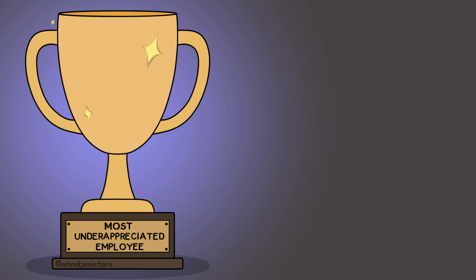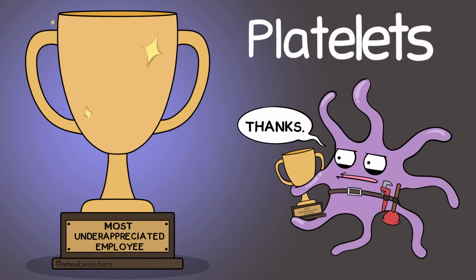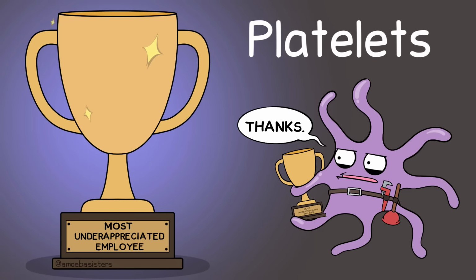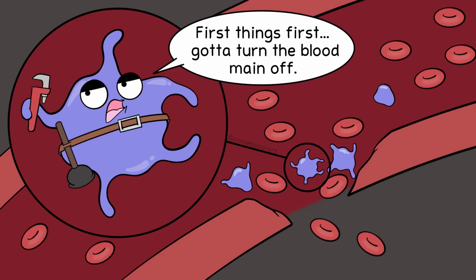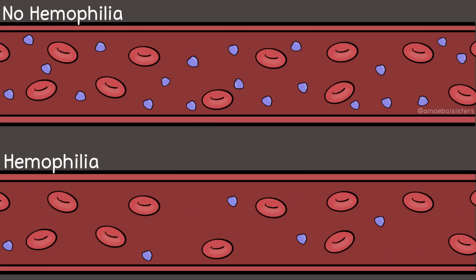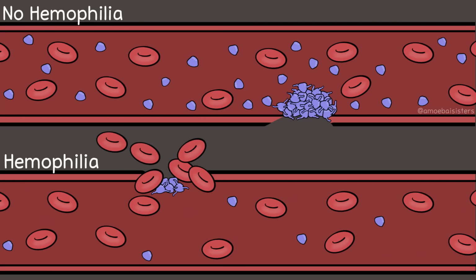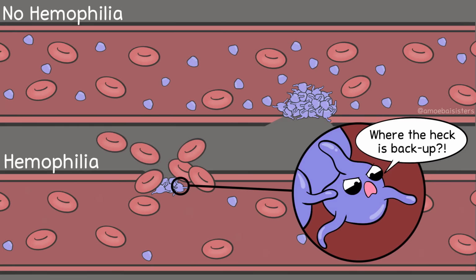Would you like to know one of the most underappreciated pieces of cytoplasm out there? Platelets. We take for granted the function of our platelets, which are fragments of cells that help stop us from bleeding. They help our blood to clot when we get hurt. But there is a disorder called hemophilia that can affect those platelets, and therefore the ability of blood to clot. With hemophilia, even a small cut could be dangerous because the bleeding can be continuous.